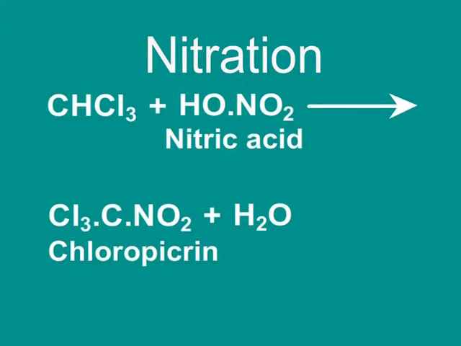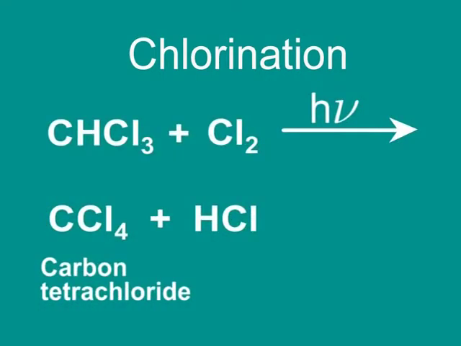Chloropicrin is a liquid with a boiling point of 112 degrees centigrade, which is used as an insecticide and tear gas. We will now learn about chlorination. When chlorine is passed through chloroform in the presence of diffused sunlight, it produces carbon tetrachloride.